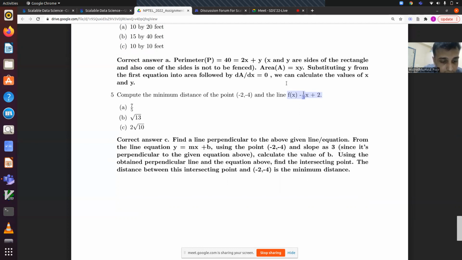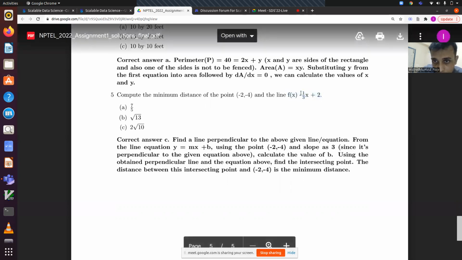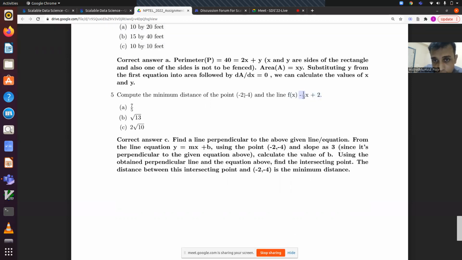First of all, the slope. If two lines are perpendicular, then their slopes multiplied give -1. What is the slope of this line? -1/3. Therefore, the line joining -2, -4 and a comma b has slope 3. So the slope of the line joining a comma b and -2, -4 is b plus 4 by a plus 2, that is, b minus -4 by a minus -2.